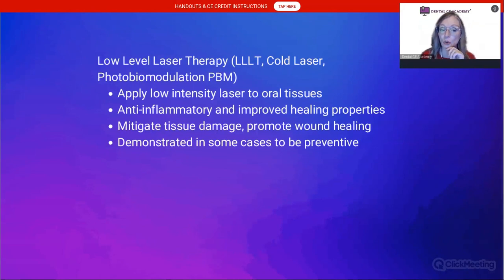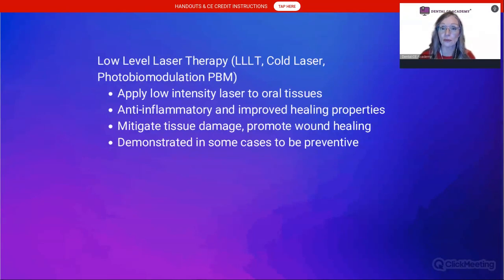Low-level laser therapy, cold laser photobiomodulation, known as PBM. And if you're not familiar with low-level laser therapy, you should be, because it has so many applications beyond just the prevention and, in many cases, management of oral mucositis in your cancer patients. It can help you reduce the incidence of dry sockets, for instance. It can help heal your various oral lesions much more quickly: aphthous ulcers, herpetic lesions, lichen planus, and more.